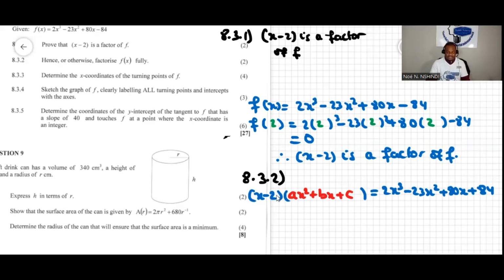We can notice that x times ax squared makes 2x cubed, meaning that this value of a here must be 2. So if I open a bracket over here, x minus 2, we see that a must be 2 in order to have a 2x cubed here.